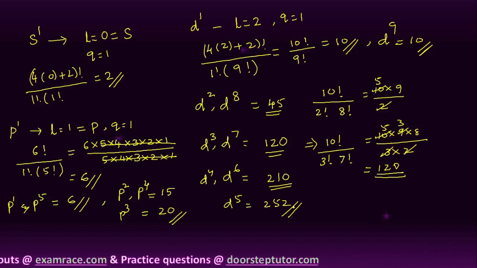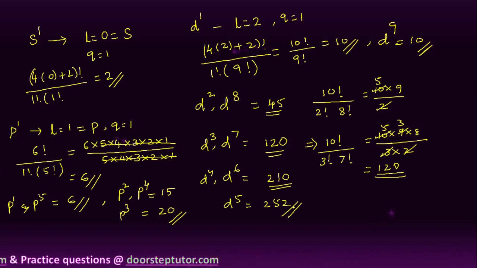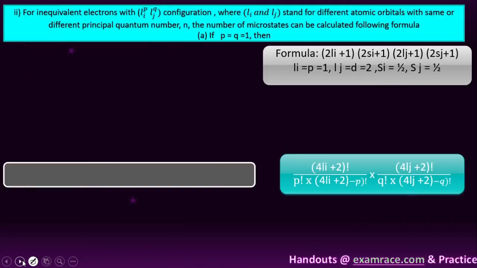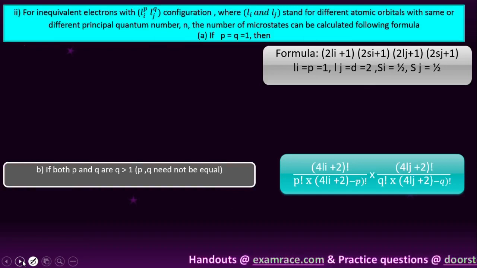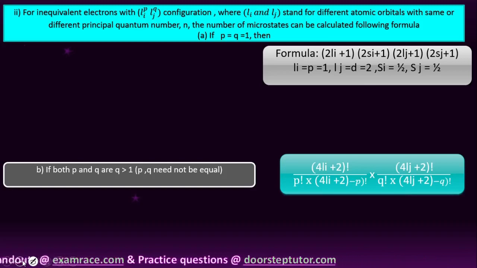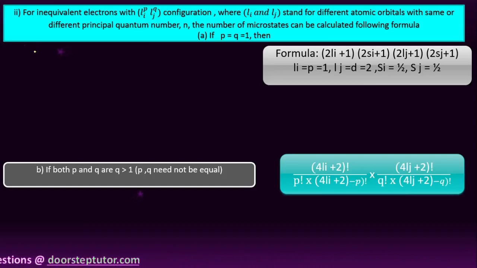This is one formula. Then we will move to another type: how to determine the number of microstates of various configurations. Here you can see, students, this is the formula for inequivalent electrons, that is, np1 and (n-1)d1 type of configuration. So this is another formula, students. This formula is applicable for np1 (n-1)d1 type of configuration.